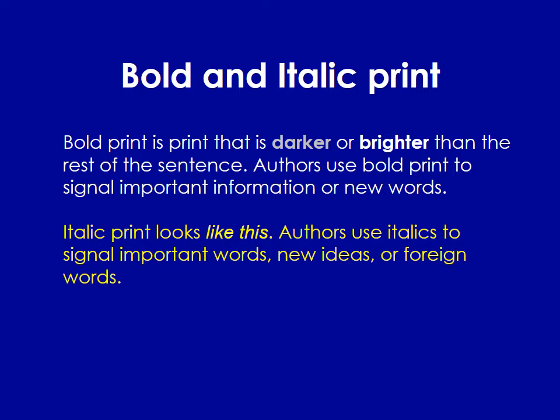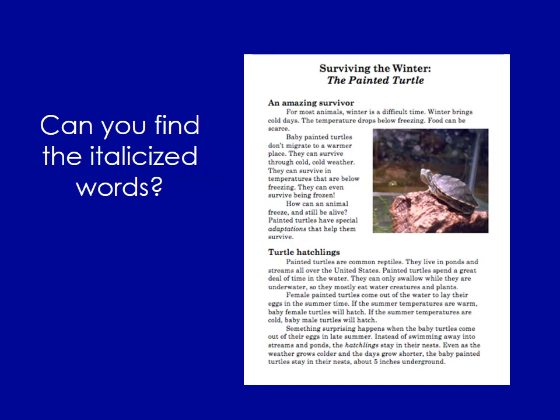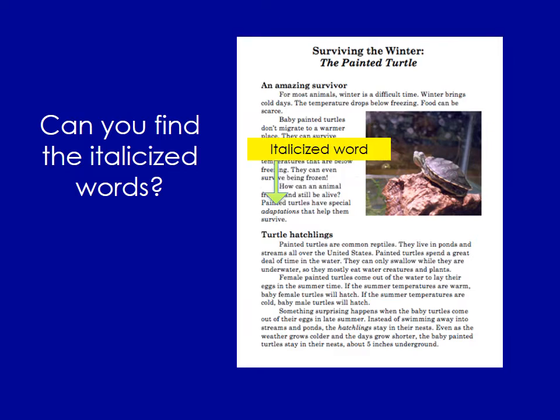Italic print looks like this. It kind of looks like it's slanted a little bit, or if you're doing cursive writing. Authors use italics to signal important words, new ideas, or foreign words. Often they'll use one or the other in their text. Look through this passage and see if you can find the italicized words. And there you can see they've marked them, adaptations. Sometimes those bolded or italicized words are explained right in the text. Sometimes they're found in a glossary.